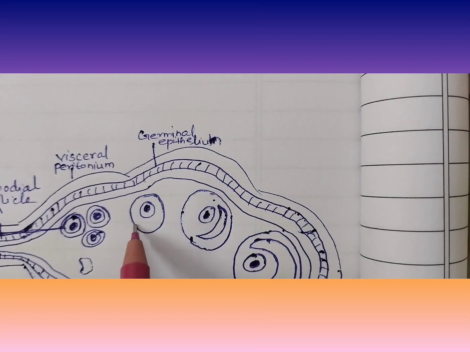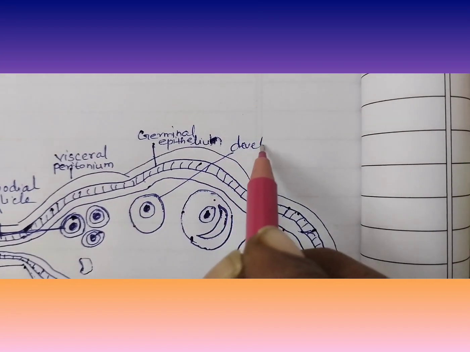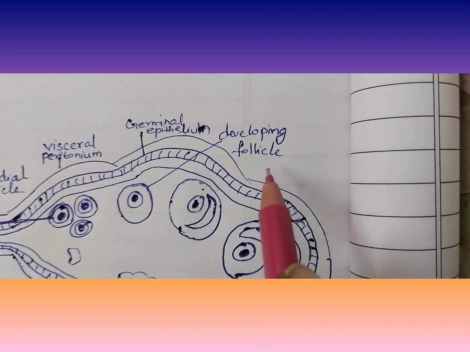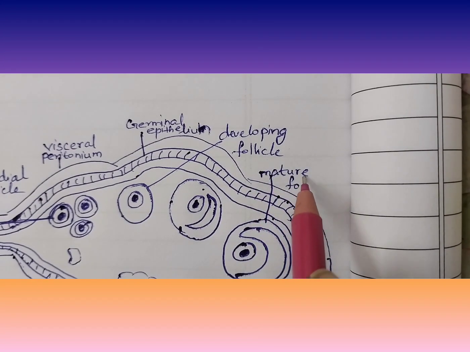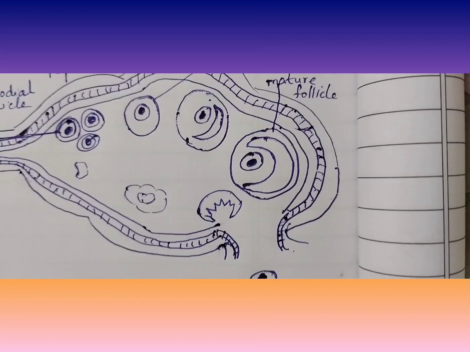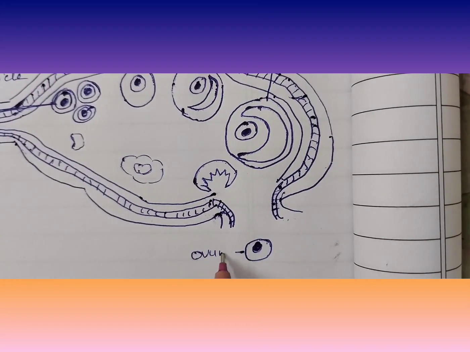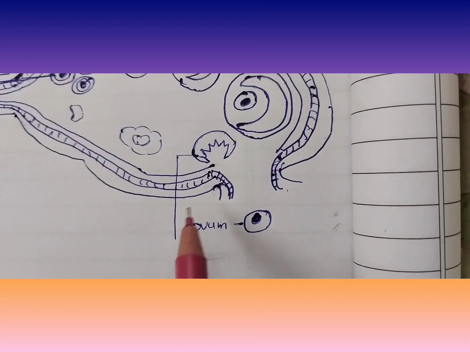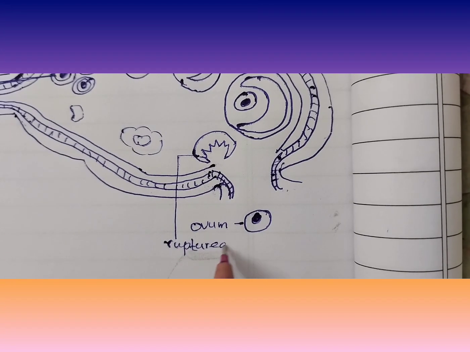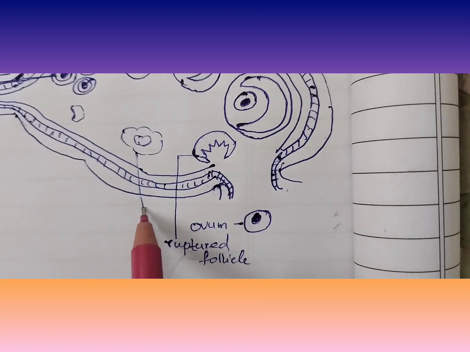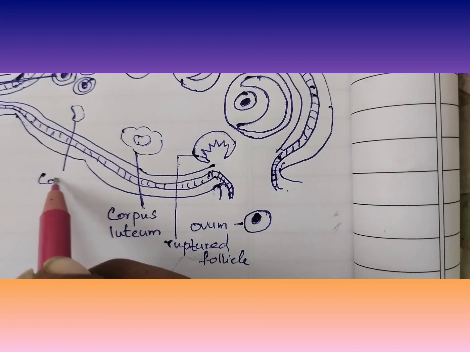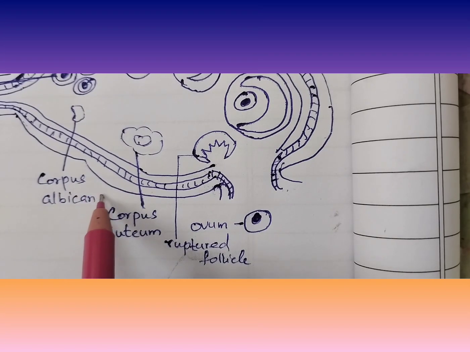Now, let's label the developing follicle, which later becomes the mature follicle, and in the mature follicle we have a bigger antrum. During ovulation we can see the ovum getting released, and the ruptured follicle could be labeled as ruptured follicle, which later gets converted to corpus luteum, which secretes the progesterone, and then we can label corpus albicans.